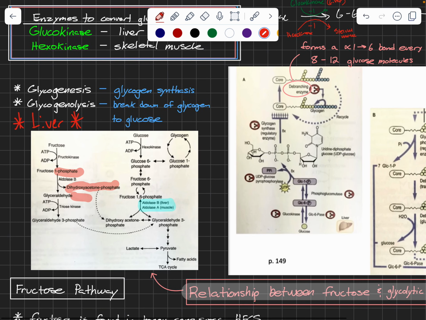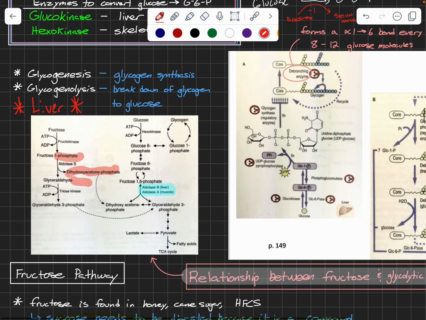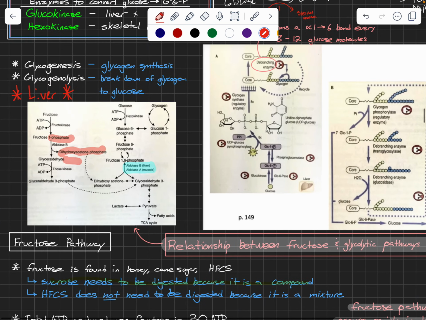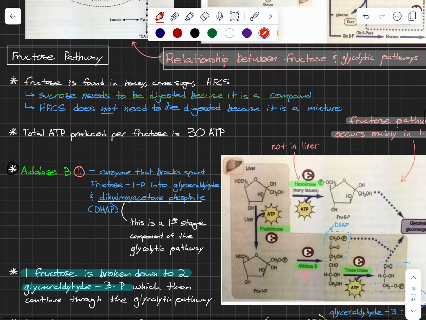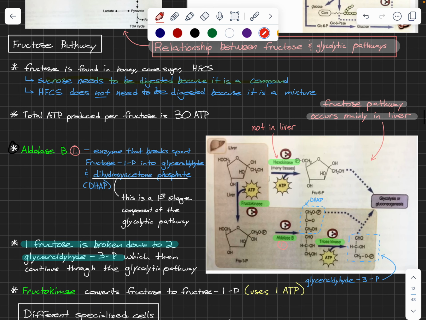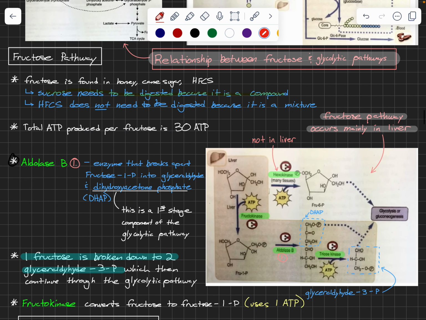What else do we need to cover here? Well, let's just talk about the fructose pathway. So if you guys remember back from Biochem 1, fructose is found in honey, cane sugars, and high fructose corn syrups. Honey is a mixture of fructose and some other things. High fructose corn syrup, again, is a mixture. So we do not need to digest these mixtures because our monomers are already free floating there. We can just absorb them into our body.